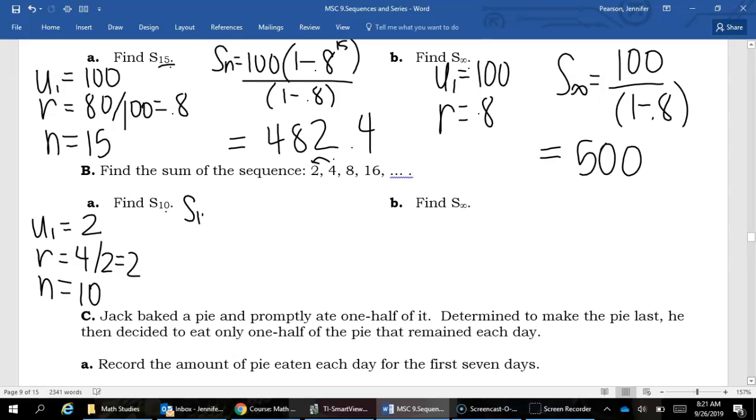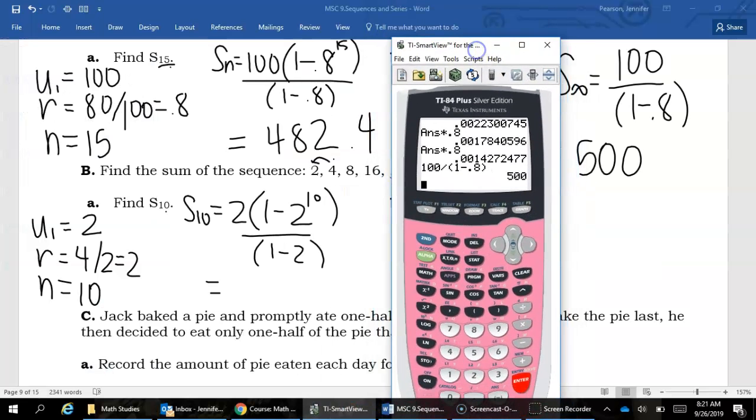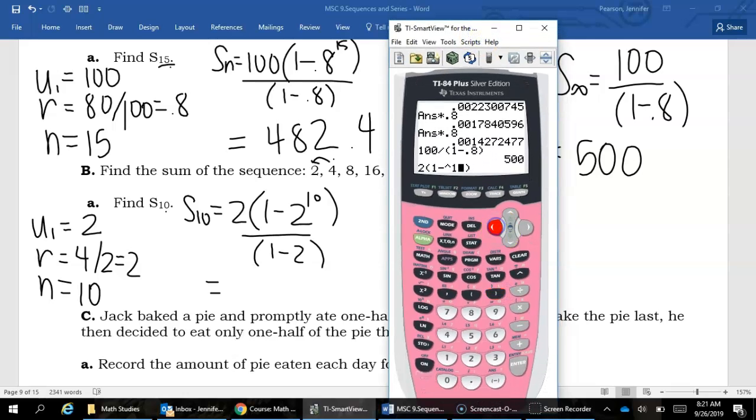So the sum of 10 numbers would be the first times 1 minus the ratio to the power of 10 divided by 1 minus the ratio. And that is not what I wanted. 2, 1 minus power 10. Divided by 1 minus 2. That looks good. That would add up to 2,046.